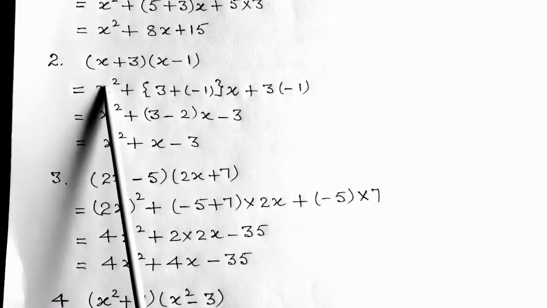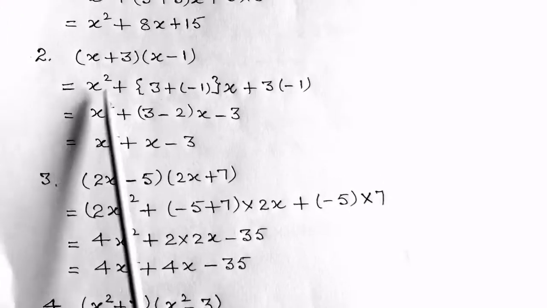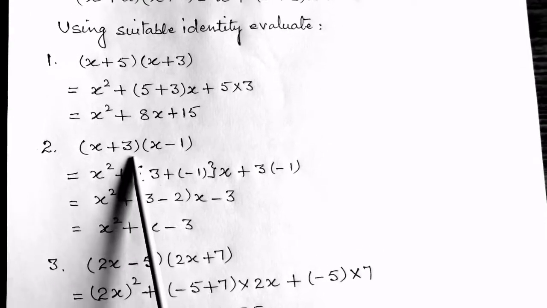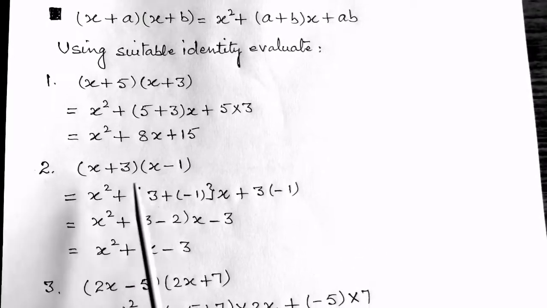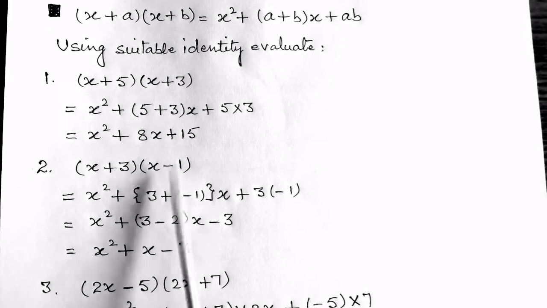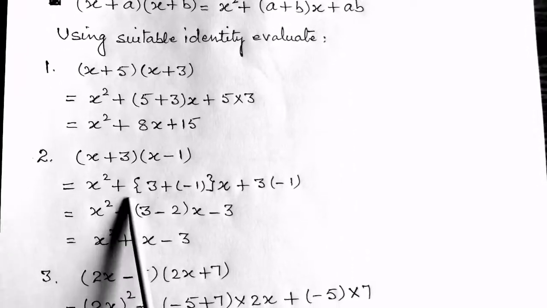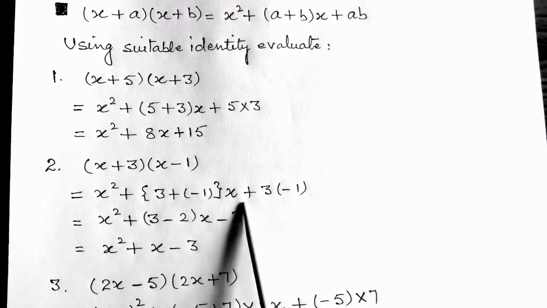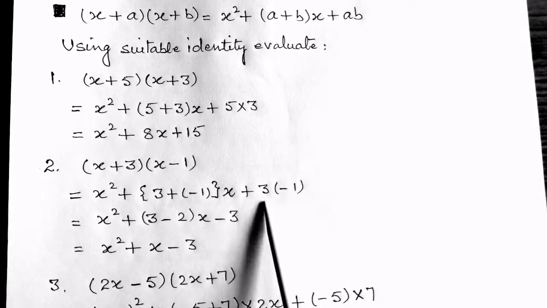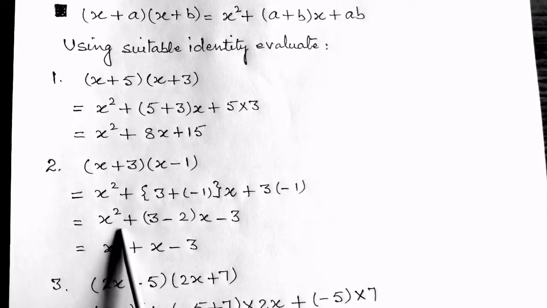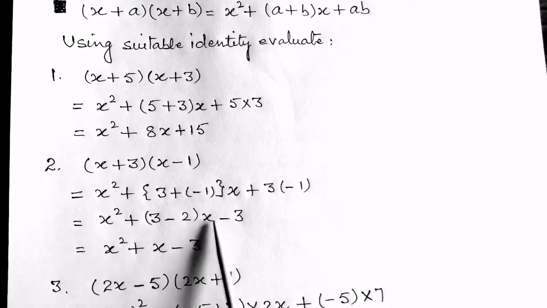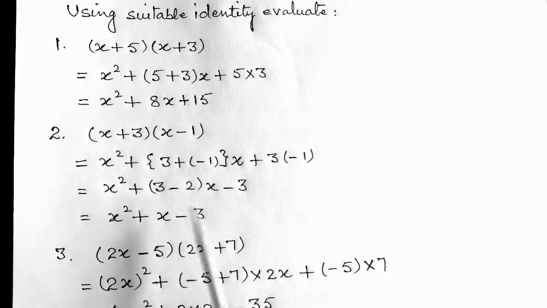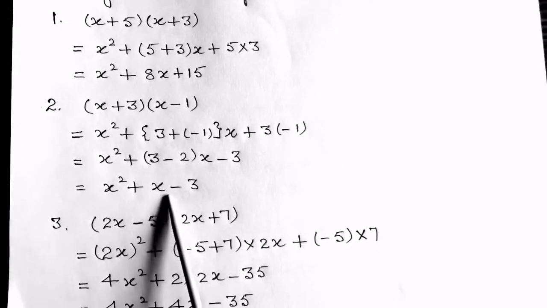I come to the second question, that is (x + 3)(x − 1). Again, instead of x we are having x here. What is a? a is 3 and b is −1. So put the values in the formula again. We have x² + (a + b)x + ab, so x² + (3 − 1)x + 3 into −1. So we have x² + 2x − 3, because 3 plus (−1) is 2.